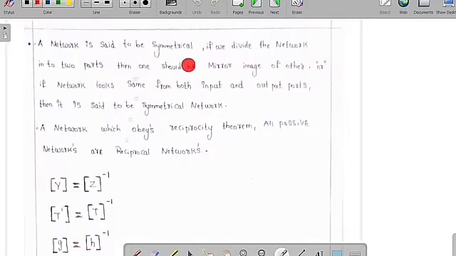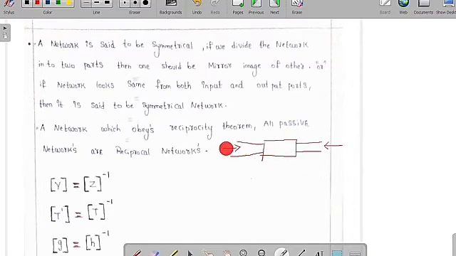A network is said to be symmetrical if we divide the network into two parts, then one should be the mirror image of the other. Or if the network looks the same from both input and output ports, then it is said to be a symmetrical network. Suppose there is some network.